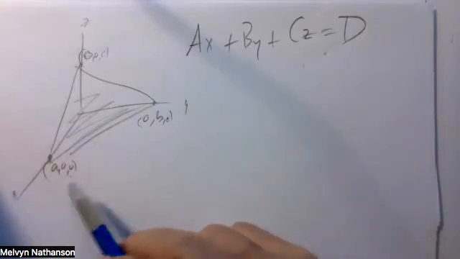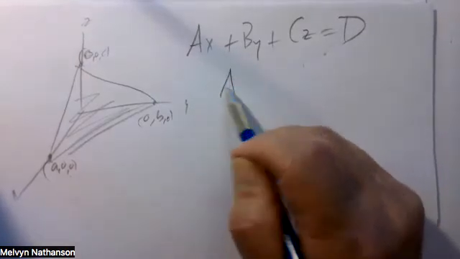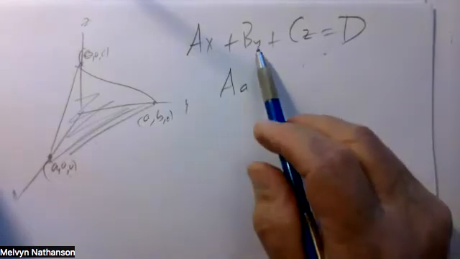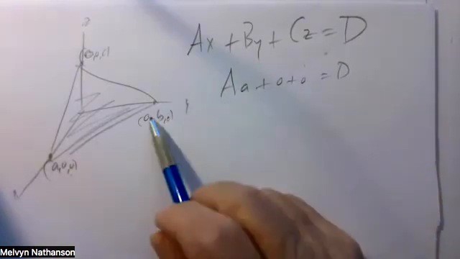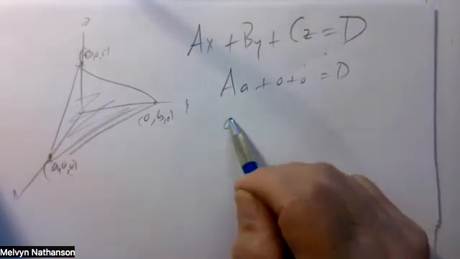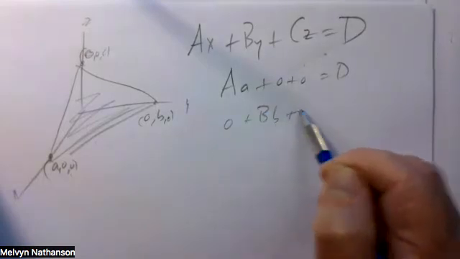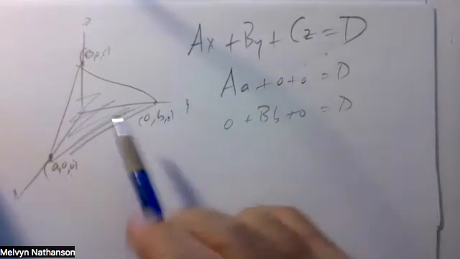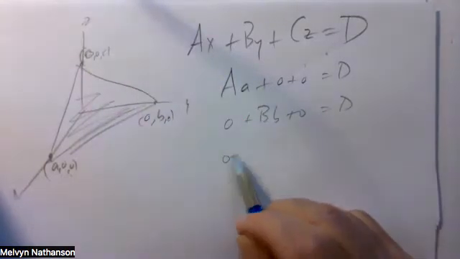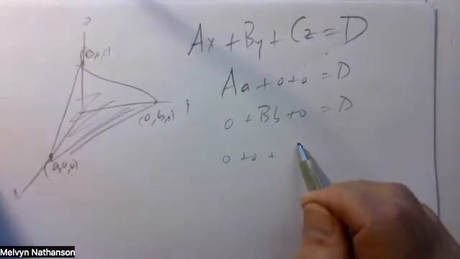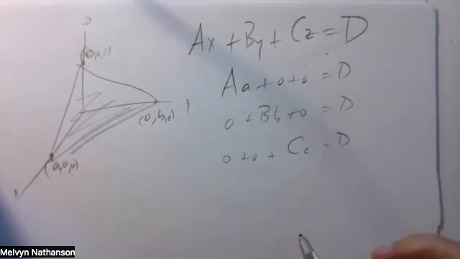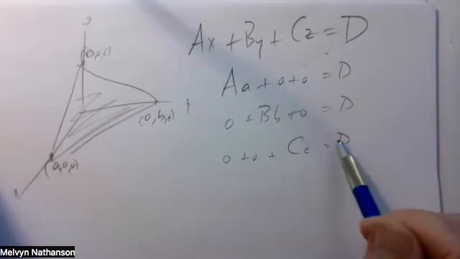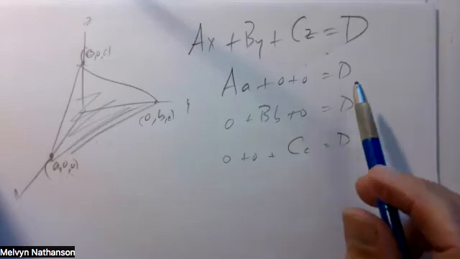So for example, you plug in (a, 0, 0), you get capital A times little a, plus 0 equals D. And when you plug in this point, 0 plus capital B times little b plus 0 equals D. And when you plug in this point, you get 0 plus 0 plus C times little c equals D. So what does that say? How can we solve for A, B, C, and D?